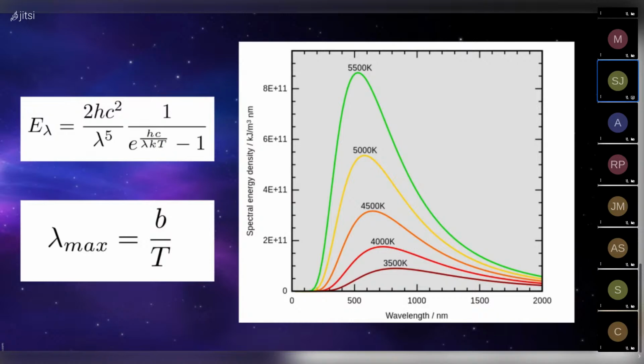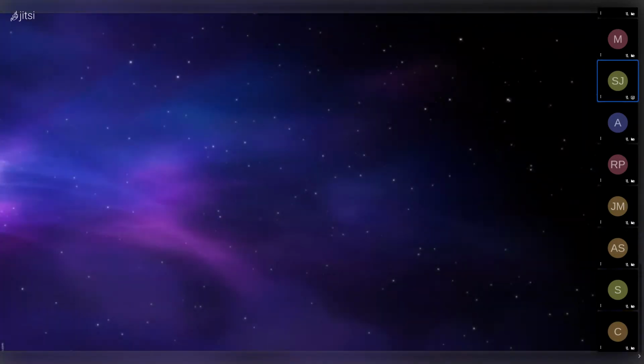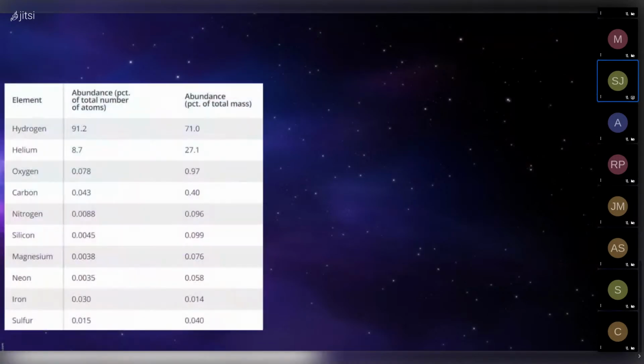If we come to the next application, in this table you can see some elements like hydrogen, helium, oxygen, and their percentage, which is the percentage of elements in our own sun. Hydrogen is 91% of the atoms in the sun, and 8.7% of atoms in our sun is helium. We have a table which gives the list of elements and the abundance of those elements. Did you wonder how this is actually calculated?